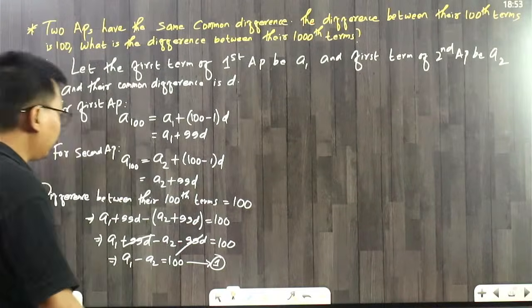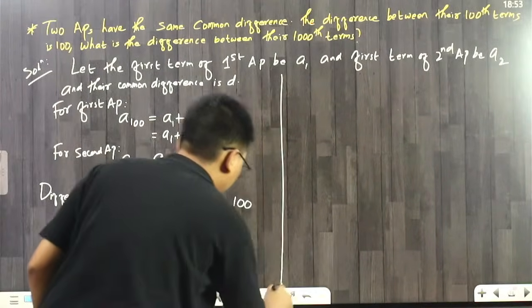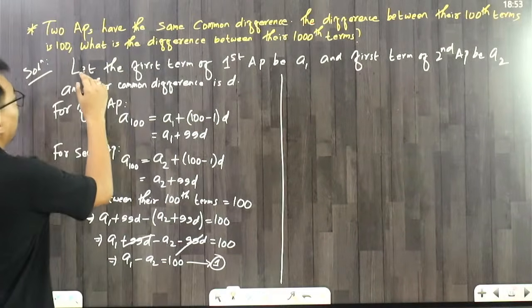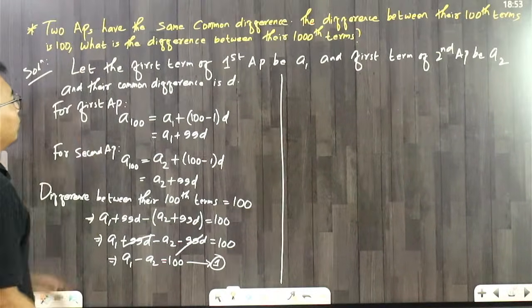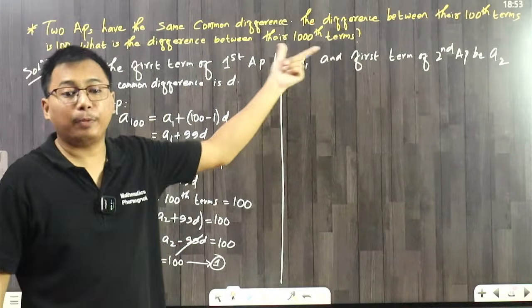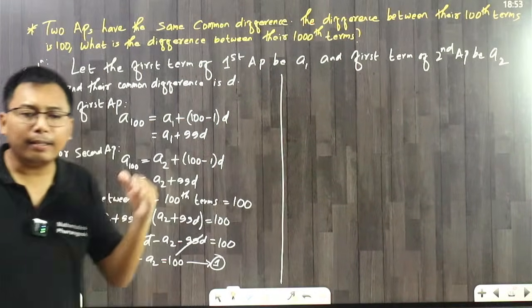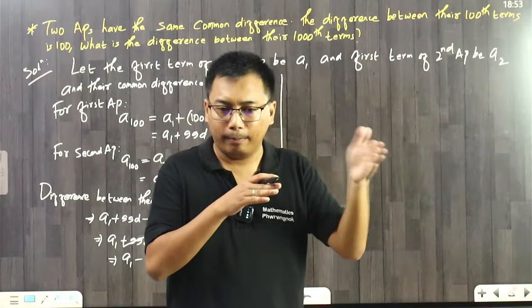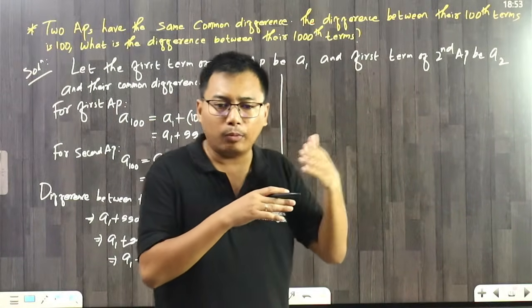Okay. So now our question is, what is the difference between their 1000th terms? We have to find the difference between their 1000th terms.